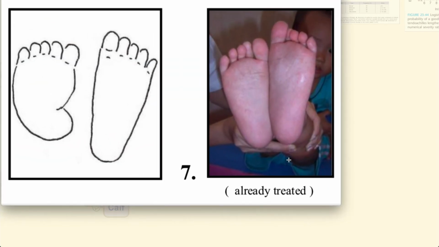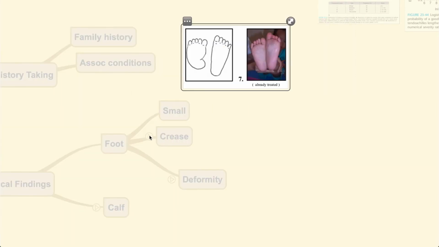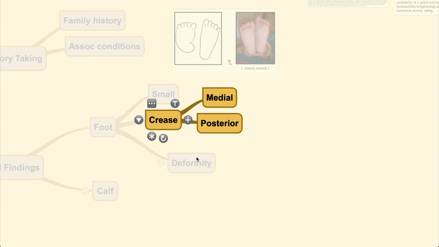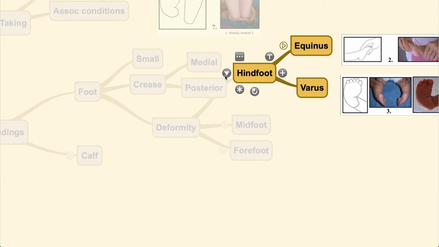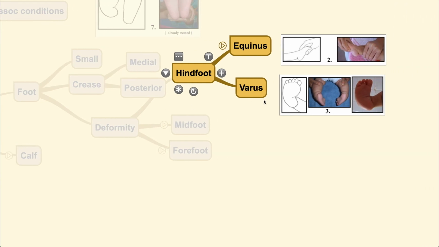We could see here that the right CTEV, even if the patient has completed all the treatment sessions, is generally smaller than the normal foot. And next would be the crease. The crease could be found at the medial aspect or the posterior aspect of the foot, and the deformity can be found in all parts of the foot.